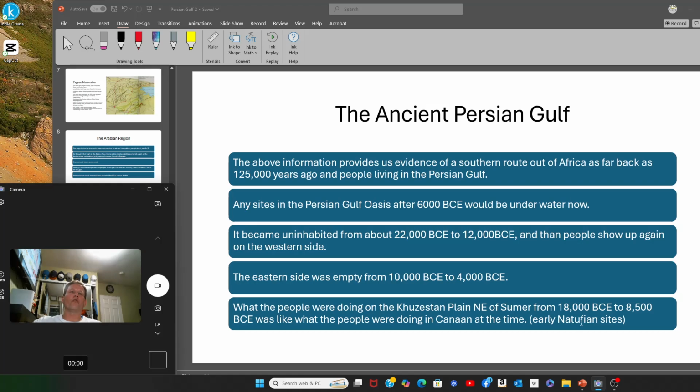They're doing the same thing that the people in the southern route. So the northern route out of Africa is coming out of Egypt into Palestine, and the southern route out of Africa is coming through the Red Sea down the southern coast of Oman and Yemen, and both of those, that division of people are similar to each other.